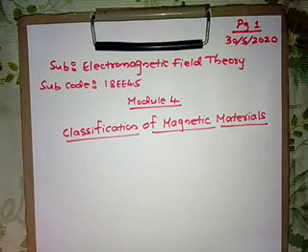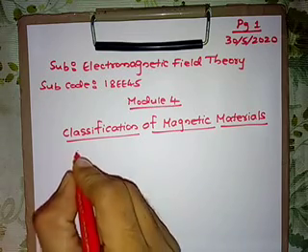Good morning, students. In the last class, we were discussing the classification of magnetic materials. In continuation with that, the magnetic materials in which the orbital magnetic moment and electron spin magnetic moment cancel each other, resulting in a net magnetic moment of zero, are called diamagnetic materials. So, what are diamagnetic materials?